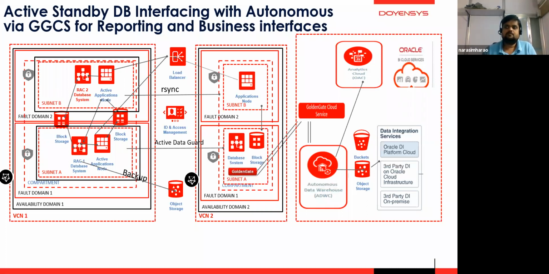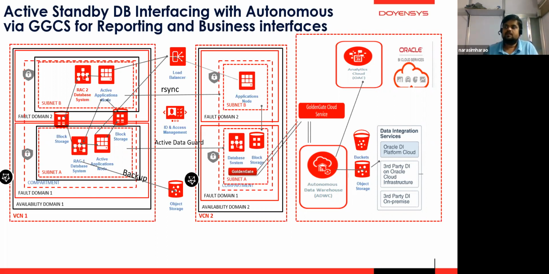Okay. So same as the previous design, you can have your RAC in your AD1 and have your DR or active DG on another AD. Have the GoldenGate agent installed in your DB system and configured with your GoldenGate cloud services, which can replicate to your ADW.